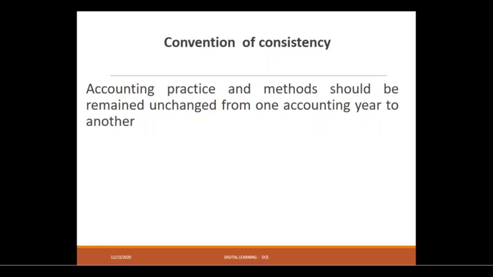Next, Convention of Consistency. The Convention of Consistency means that the accounting practices and methods should remain unchanged from one accounting year to another. For example, if the business has been charging depreciation on its fixed assets according to the straight line method, it should go on charging depreciation with the same method every year. Similarly, if the stock and investments are valued at cost or market price, whichever is lower, the same practice should be continued in all the future years.